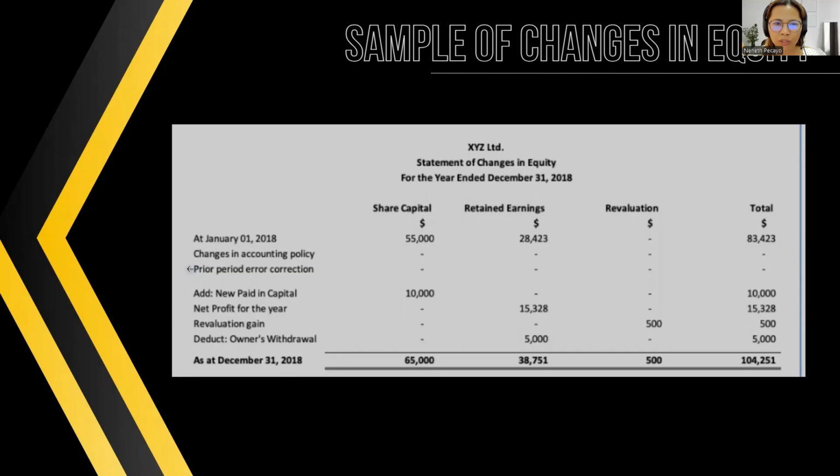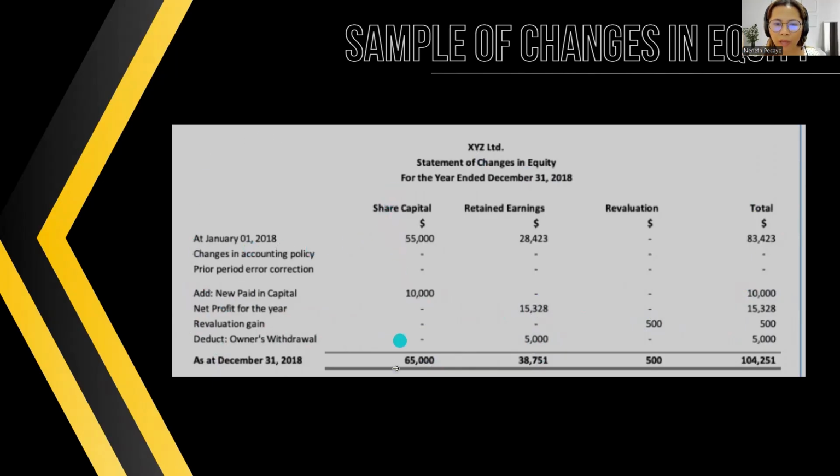Prior period correction. New paid in capital, this is the 10,000. Since it is new paid in capital, it will be added. Net profit, add. Revaluation gain, add also, and then owner's withdrawal, deduct. Okay, so this is the changes in equity.